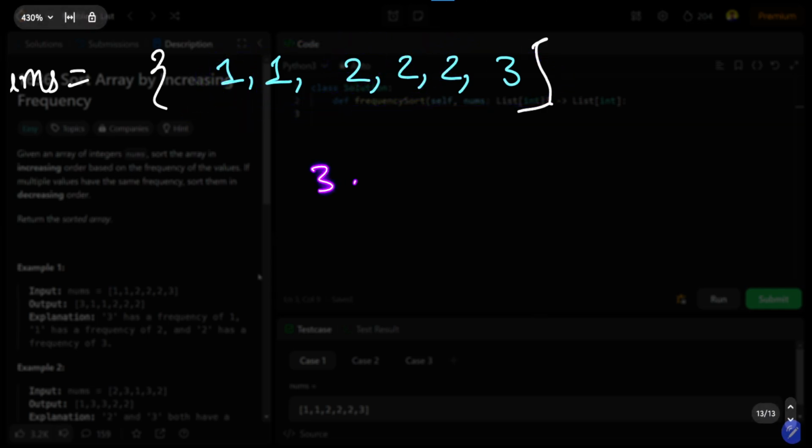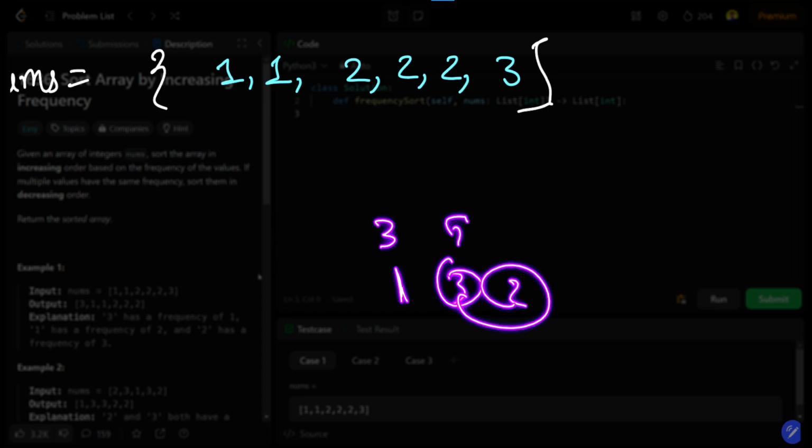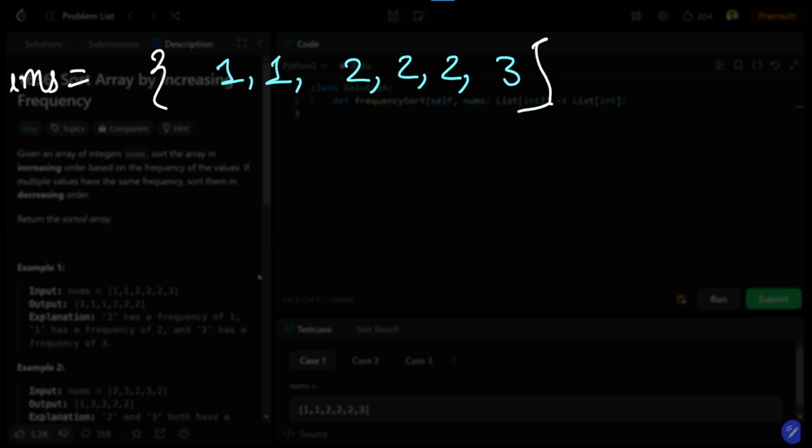But what if it was 3, 1, and 2? Whenever I do the sorting, I compare these two values. When I compare 3 with 1, 1 was lesser, which means I need to swap this value 1 with 3. So it will become 1, 3, 2. Again, 3 is compared with 2, which means I need to swap this. So at last it will become 1, 2, 3. This is how a normal sorting function works.